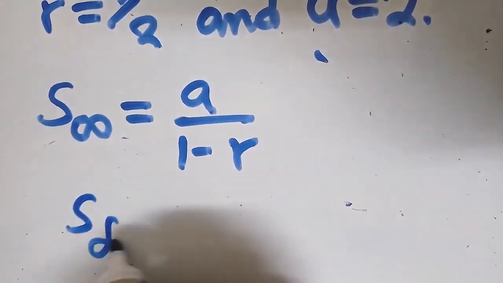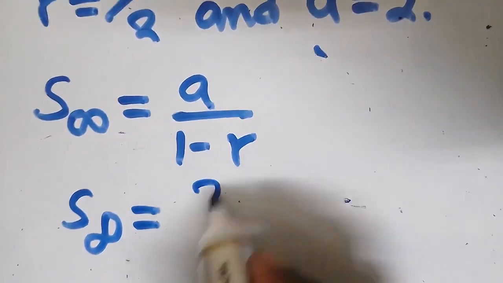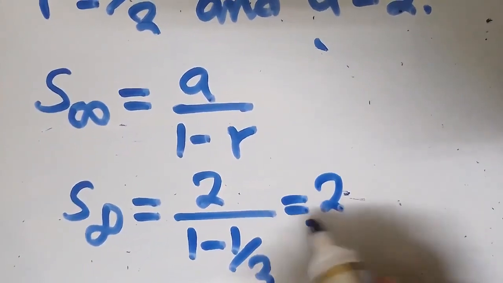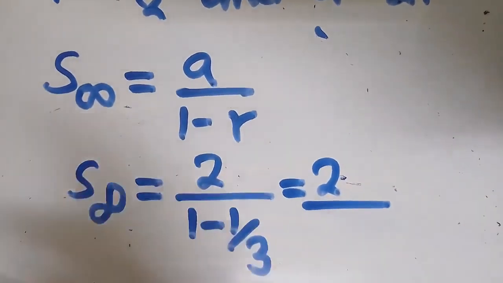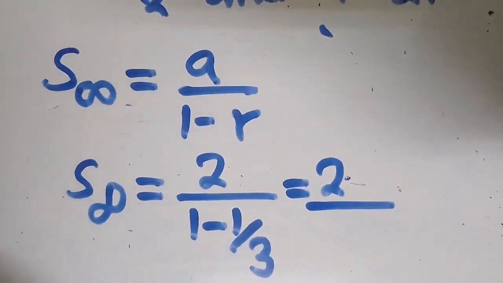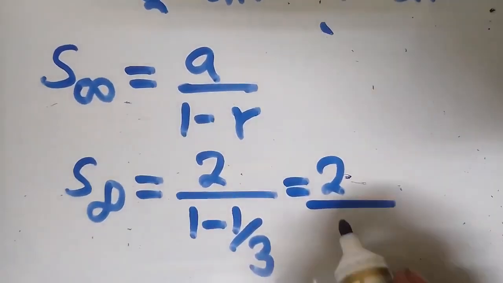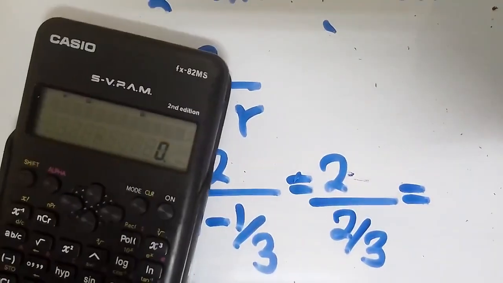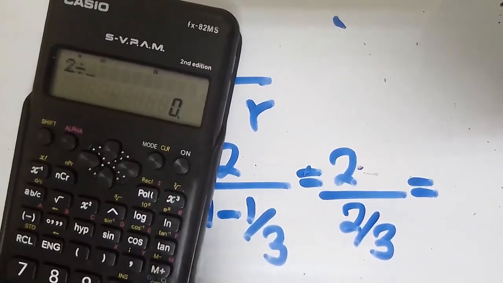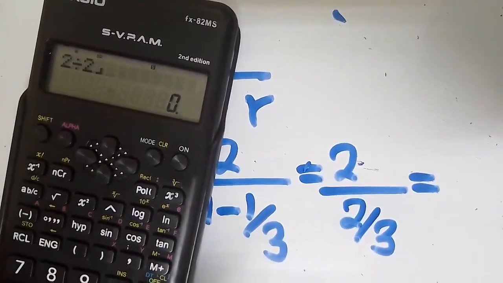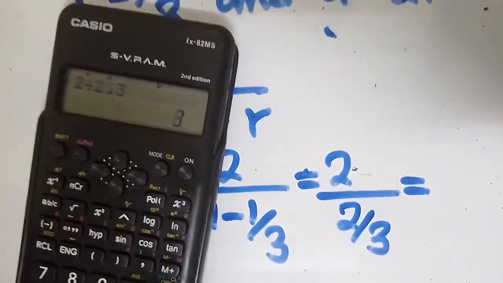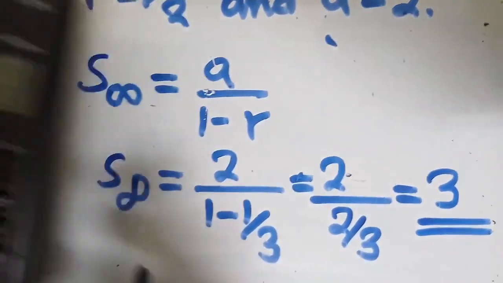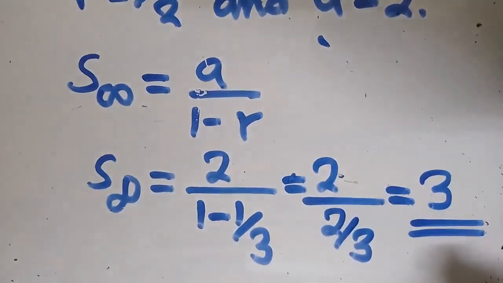So I'm just going to do this. It is equal to the first term, 2, over 1 minus 1 over 3. This is equal to 2 over 1 minus this. What is the answer? Use your calculator. We even solved it, so you are even able to see it. It is 2 over 3. So you say 2 divided by 2 over 3. What's the answer? The answer is 3. So this is your answer. Sum to infinity is 3.